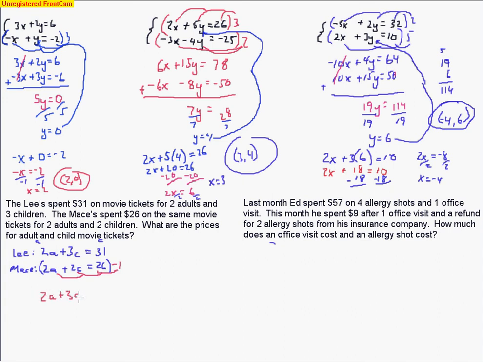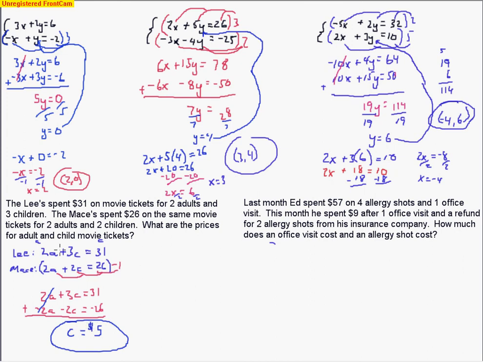2A plus 3C equals 31. And the bottom is now negative 2A minus 2C equals negative 26. You see, when I add these two equations together, I'm going to end up getting the A's to cancel, but here I end up with just C, and that's going to give me my answer directly. Here I subtract, and I end up with 5. So $5 for a children's ticket. That's one of the answers.